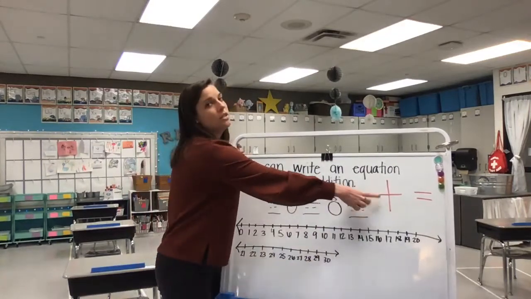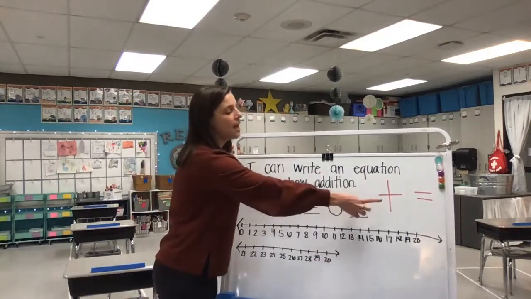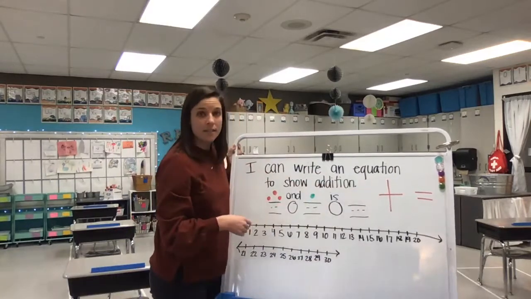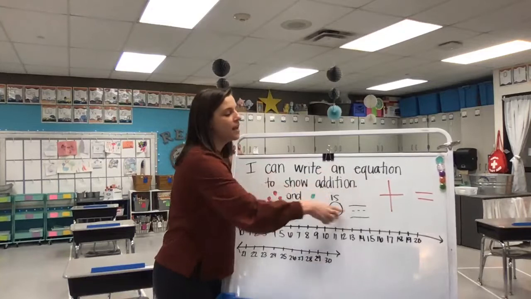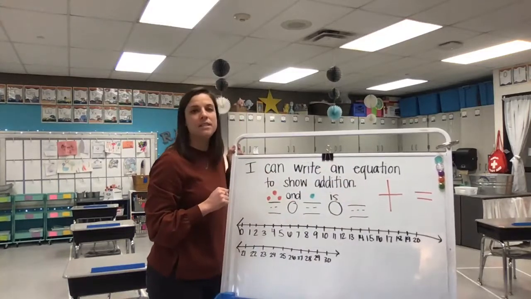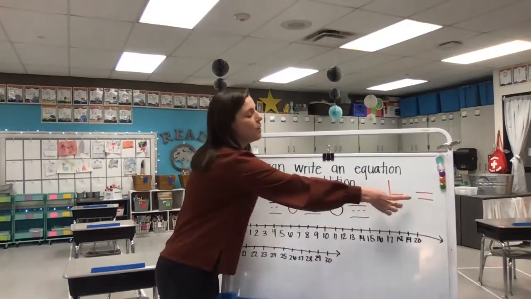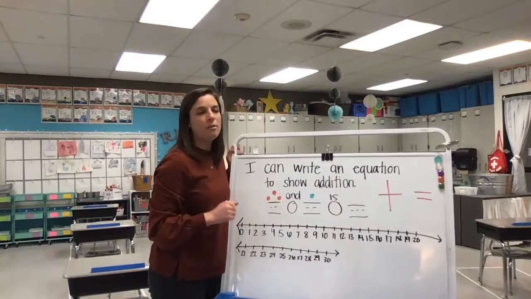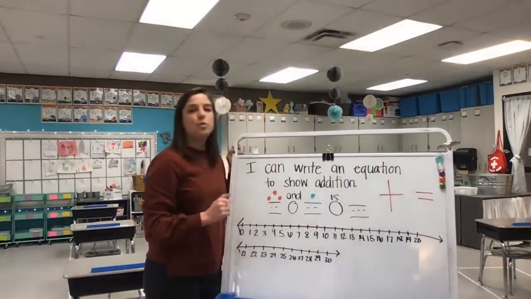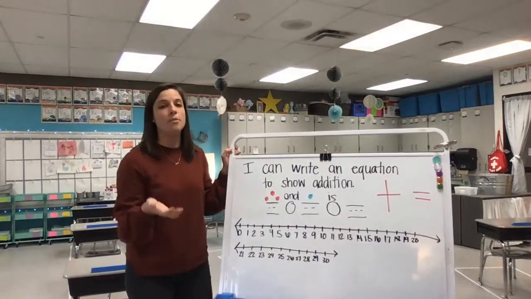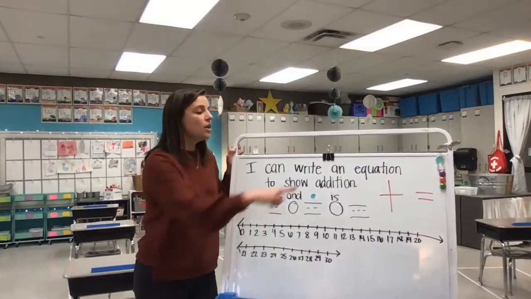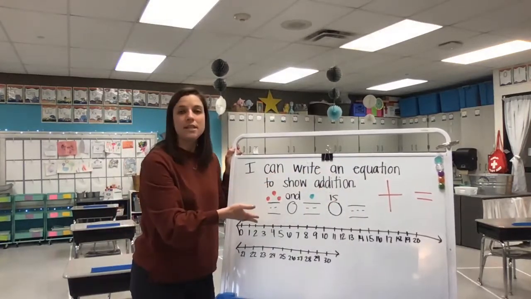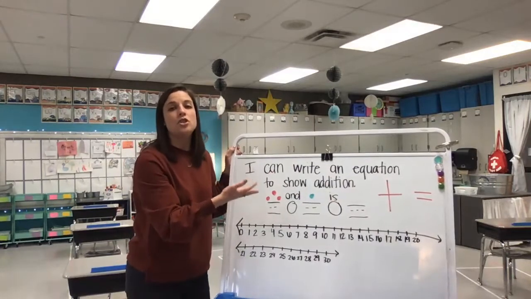So I want you to point to the screen without touching it, and I want you to say addition symbol. Addition symbol. We also call this a plus sign. Can you wave to that sign and say plus sign? Good. And then we also have the equal sign. Everybody say equal sign, which we know we've really used with comparing numbers a lot too. So today we're going to use those in our sentences or equations to show adding.